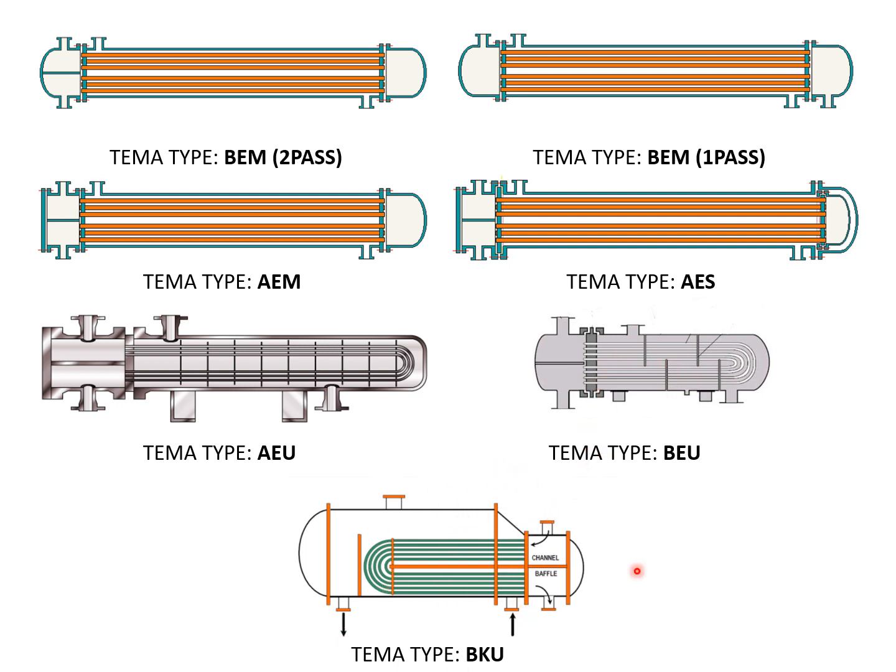If you see in the process industry, most of the reboilers are kettle type. We can also have thermosiphon. Thermosiphon will most probably be BEM or AEM, but for exchangers where you have high temperature evaporation, in that case we will use BKU.